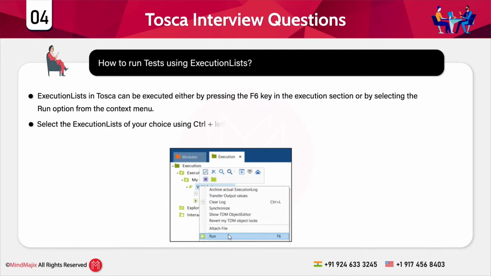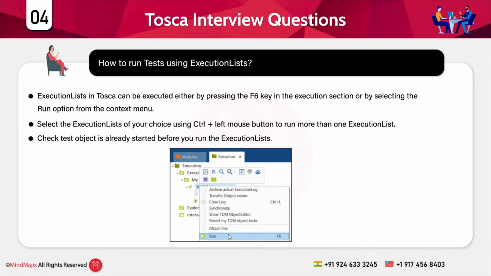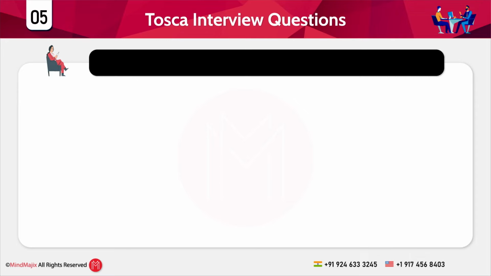Select the execution list of your choice by using Control plus the left mouse button to run more than one execution list. For example, if you have to run multiple execution lists, for that purpose you can use Control and the left mouse button. After that, you can check the test object that has already started before you run the execution list. So let's move to the next question.